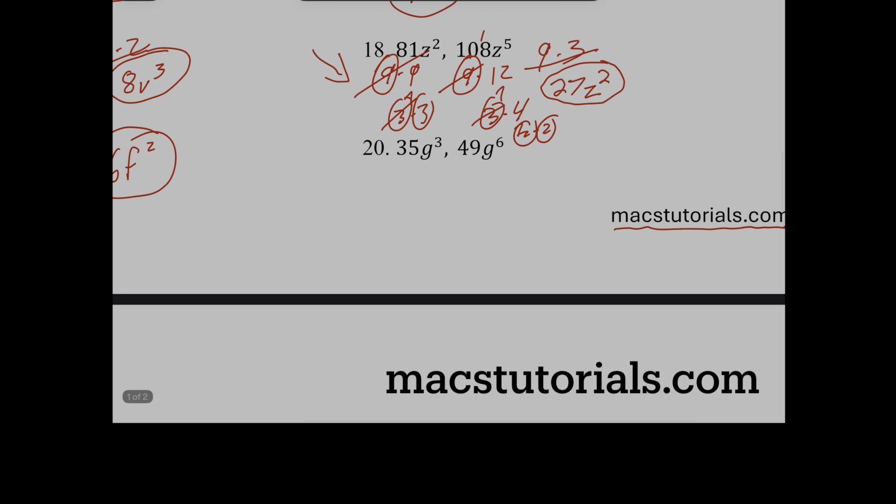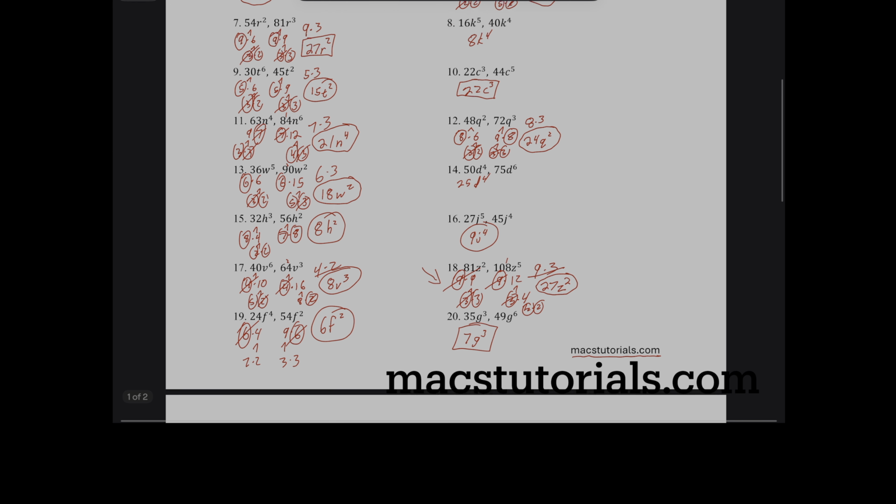And last one, will 35 go in the 49? No. What's the next biggest factor? It's going to be 5 and 7. So it's going to be 7. 7 will go in the 49. 7g cubed. My friends, this is how you figure out the greatest common factor.